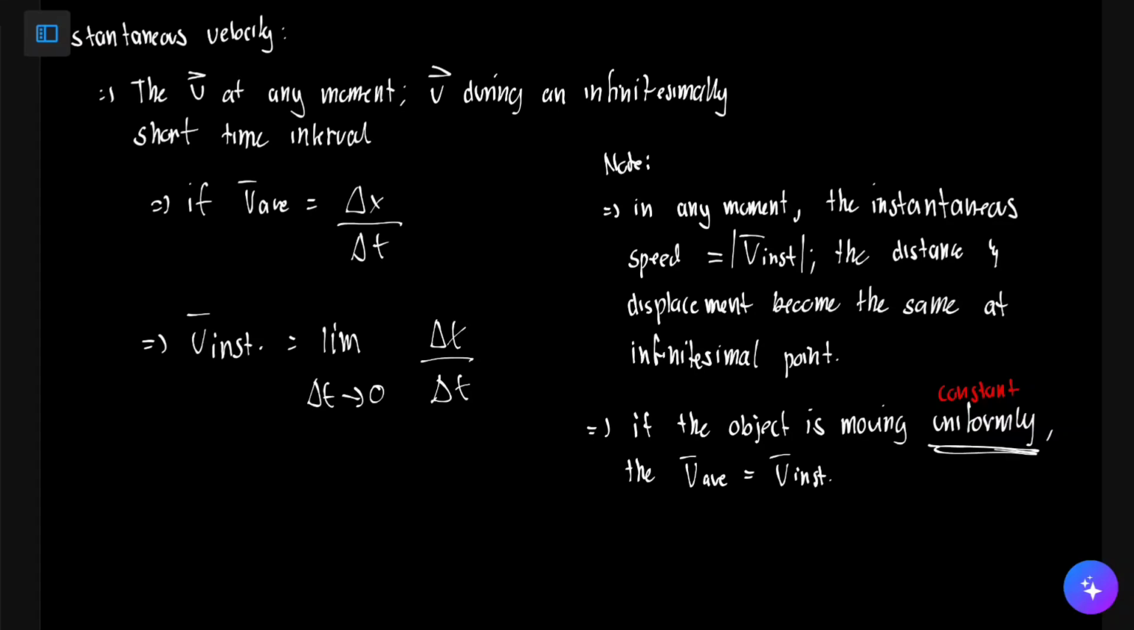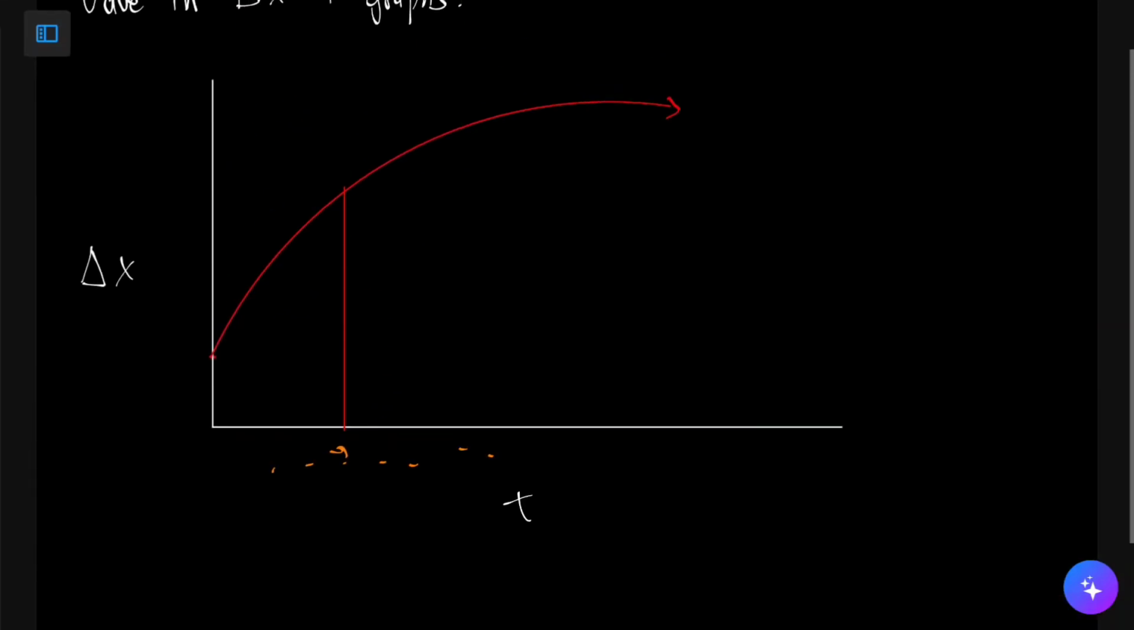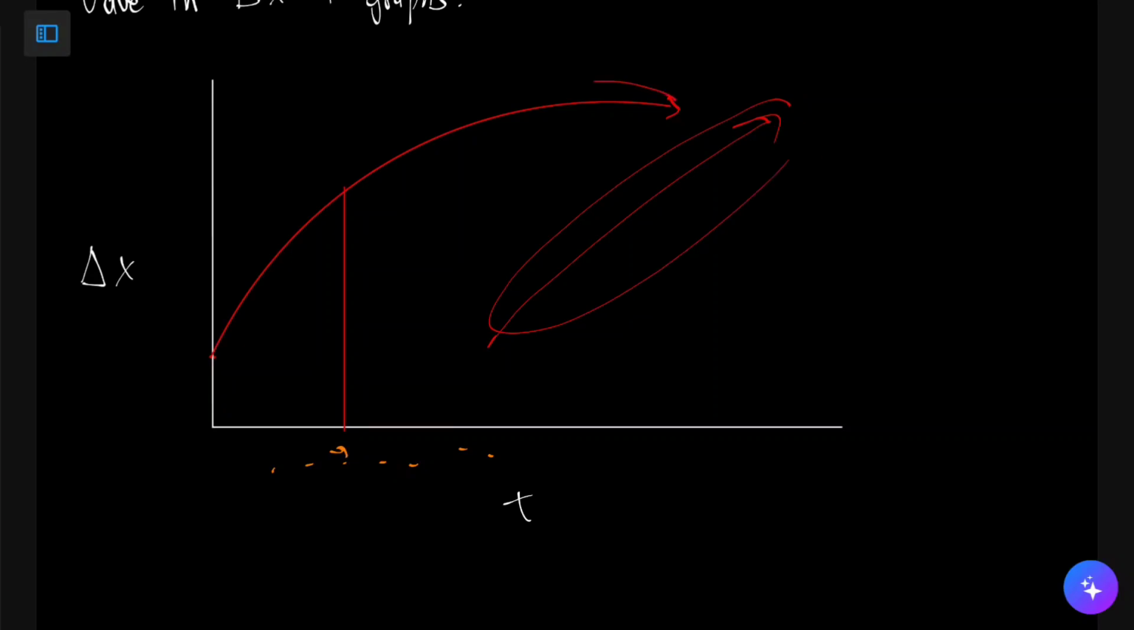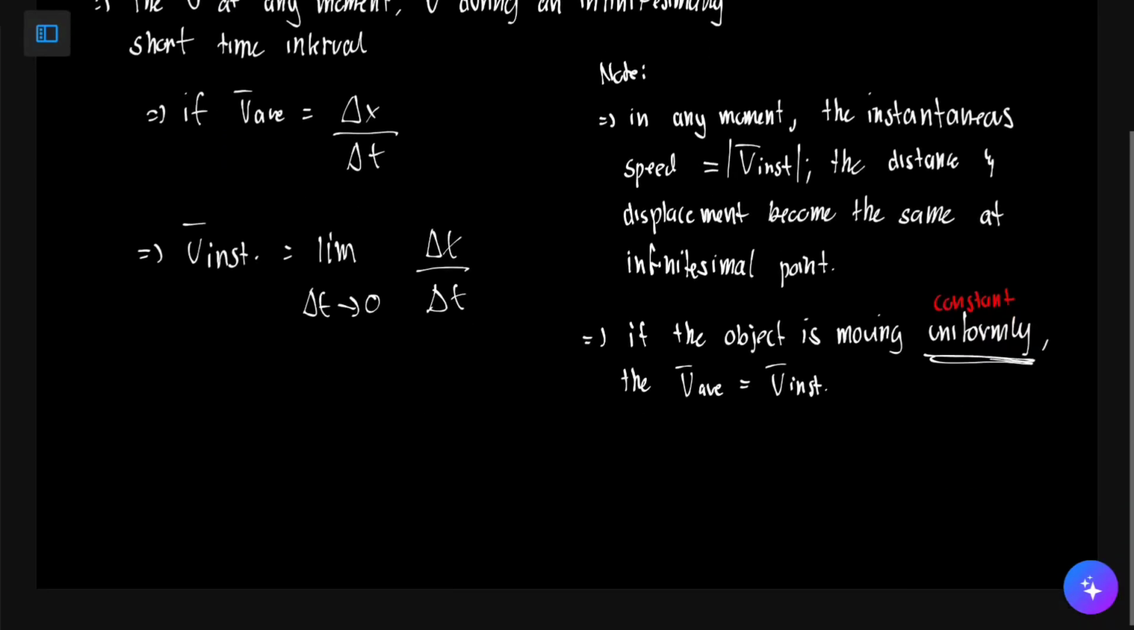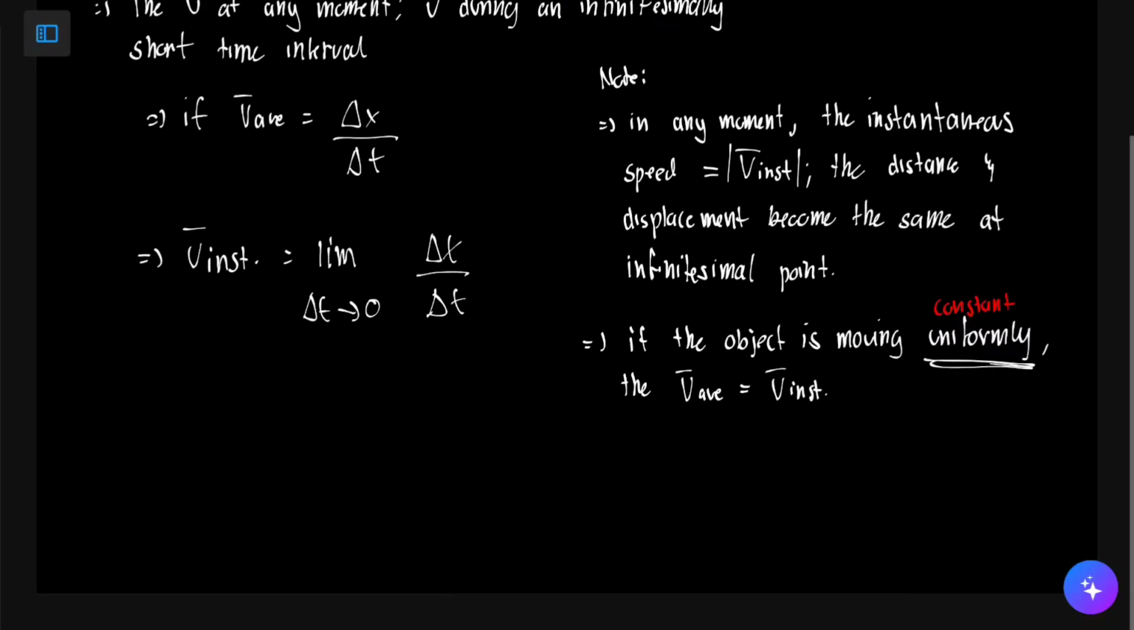When we say moving constantly, your graph is just a straight line. What did I say? Average velocity and instantaneous velocity are equal because it has no change in slope. The slope of this straight line is uniform, compared to this curved line. That's why they are equal in your calculus class. So, that is your velocity.